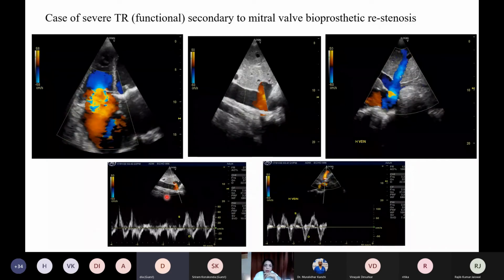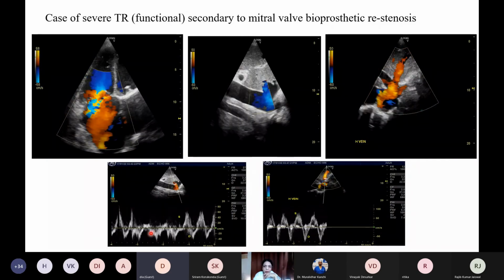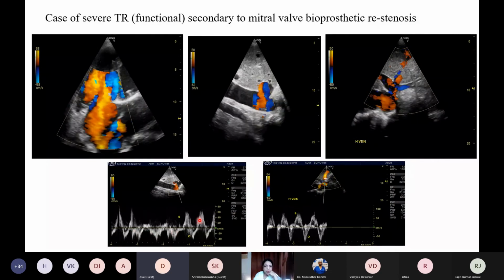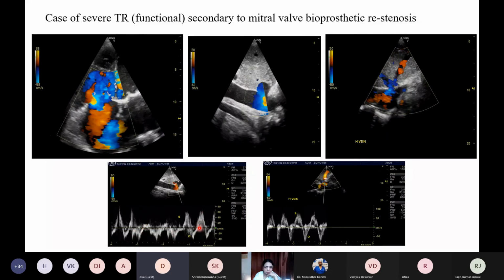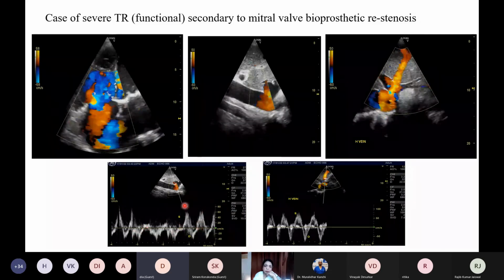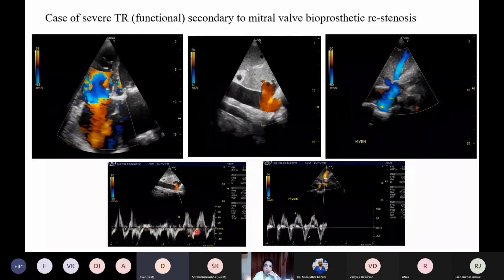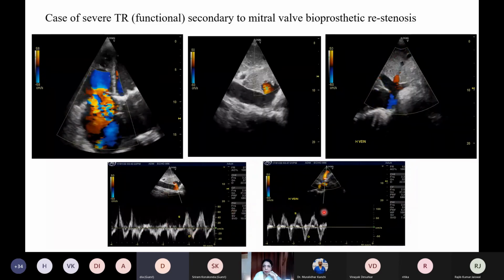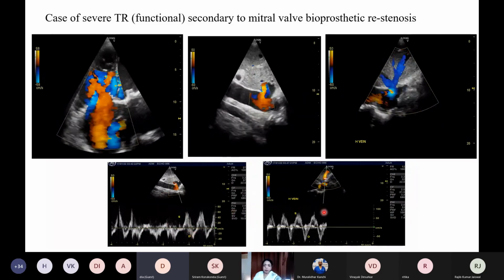And when I took the hepatic vein Doppler of this patient, this is the same patient I showed you a few minutes back, there is irregularity, he is in atrial fibrillation, there is systolic reversal and blunting of the D wave. This is another picture which I have taken from the same patient.